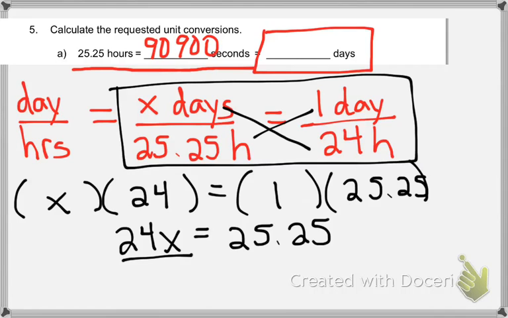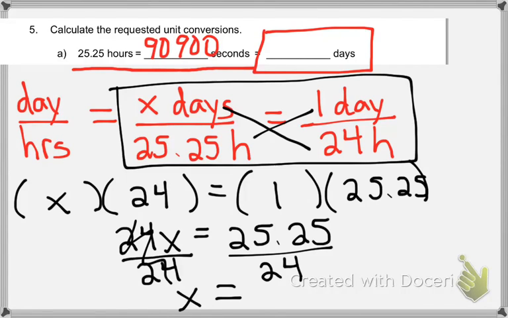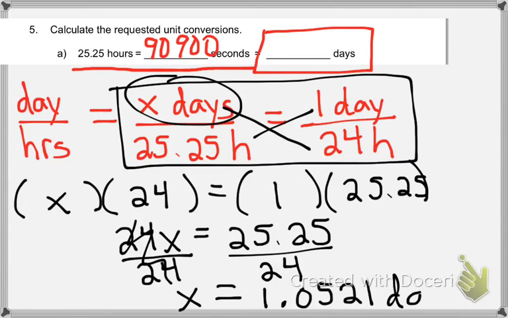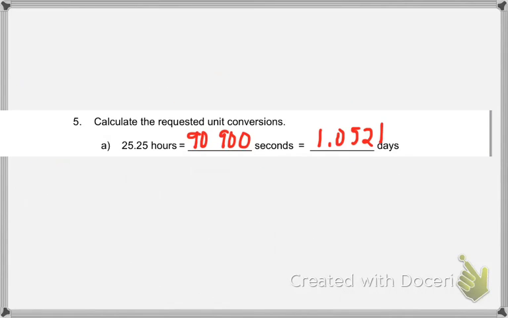Then you want to get x by itself, so divide by what you want to get rid of. X equals 1.0521, and that was days. So in conclusion, 25.25 hours is equal to 90,900 seconds, and those are both equal to 1.0521 days.